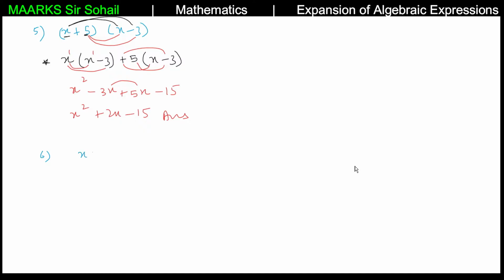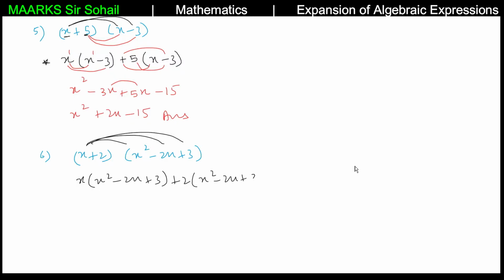If we have, for example, x plus 2 and in another bracket we have 3 terms, x square minus 2x plus 3 for example. Now how to multiply this? Same procedure you need to follow. You will multiply this x with x square, with minus 2x and this 3. So same procedure we'll follow. We'll write x and copy the whole bracket as it is. Then we'll write plus 2 and copy the whole bracket as it is.